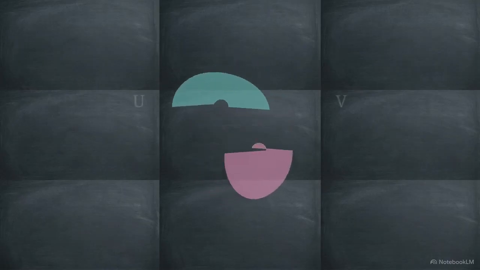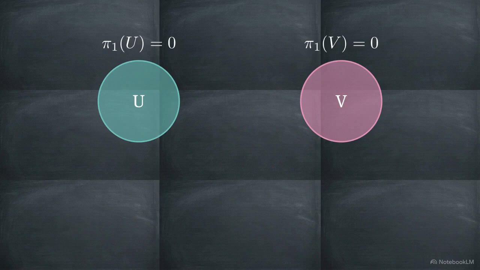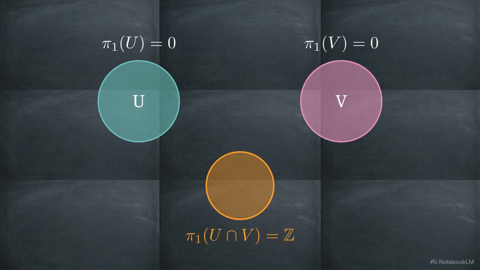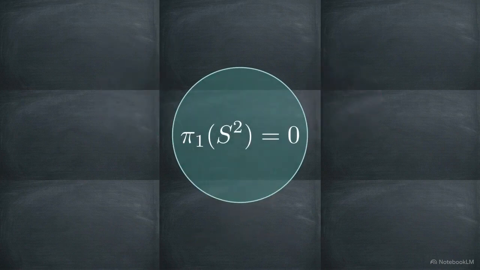The open hemispheres U and V are topologically equivalent to flat open disks. They are completely contractible, meaning their individual fundamental groups are trivial. Their intersection forms a cylinder, which shares the topology of a circle. However, because we map that intersection group into the trivial groups of the hemispheres, no new information is preserved. The fundamental group of the entire sphere is trivial.